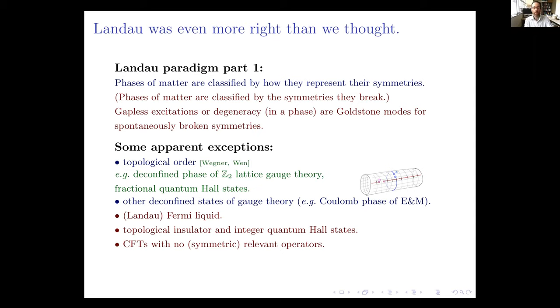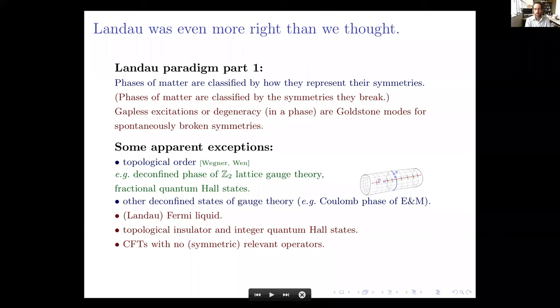There are degenerate ground states which are not distinguished by any local order parameter. They don't break any zero form symmetry, as we'll see. So, for example, the deconfined phase of discrete lattice gauge theory, or various fractional quantum Hall states, realize this phenomenon.